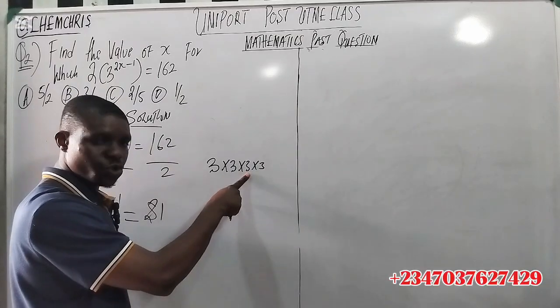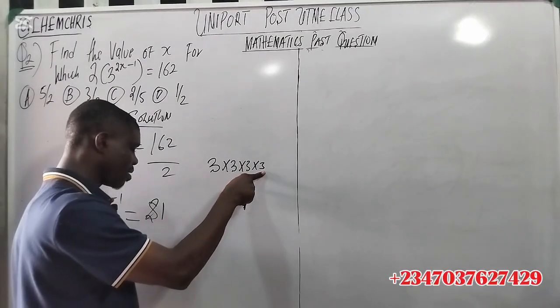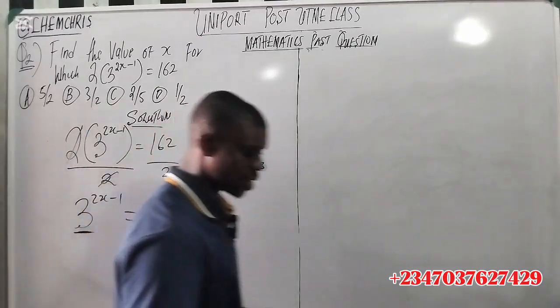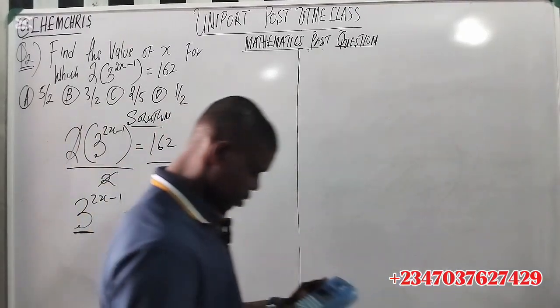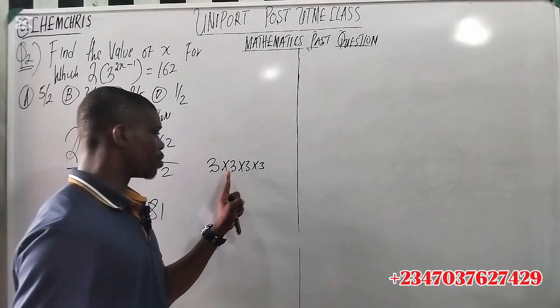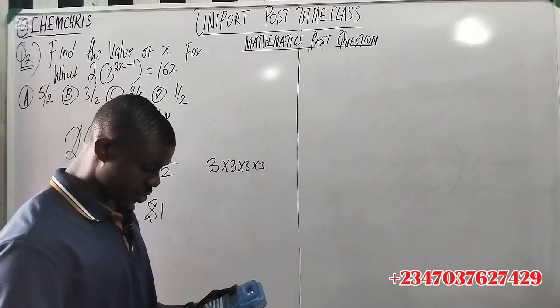9 times 3, 21. Or 21 times 3 is what? Is 81, right? So that's what I'm going to get. So let's just confirm it. 3 times 3 times 3. Okay, 9 times 3 is 27, right? Times 3 is what?